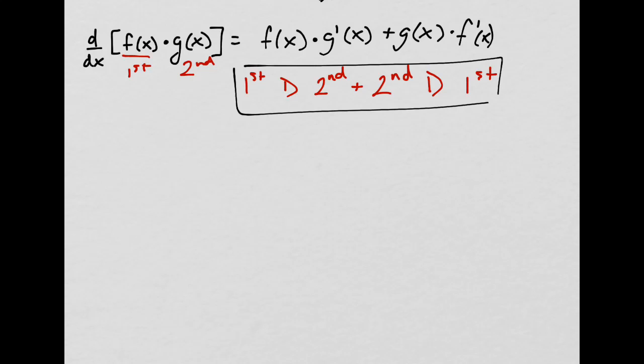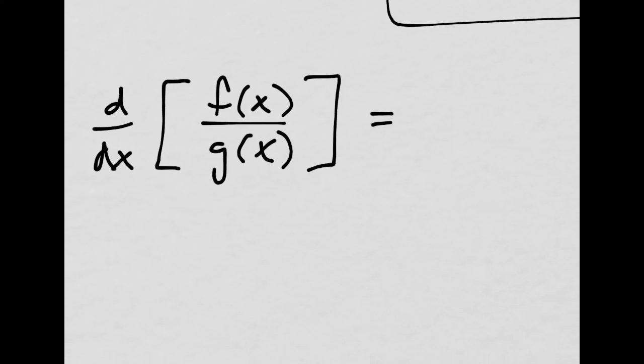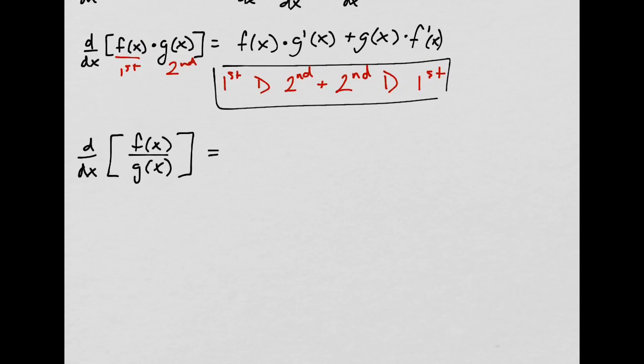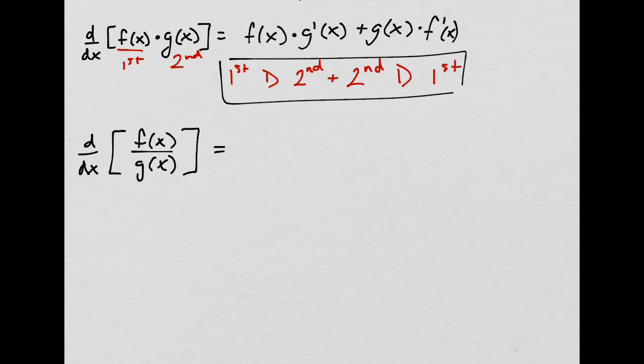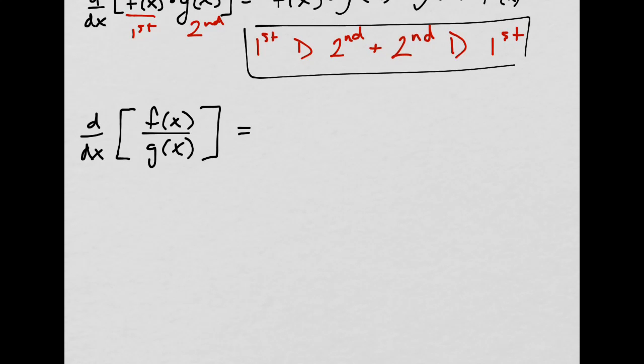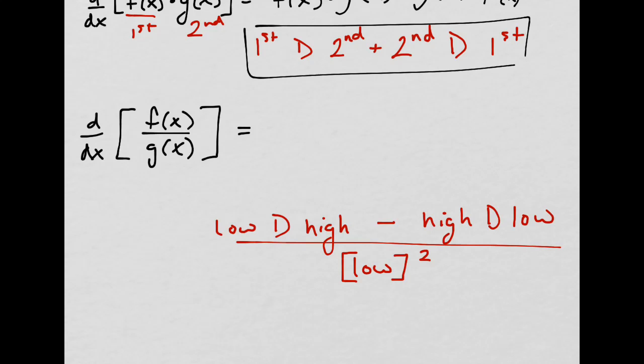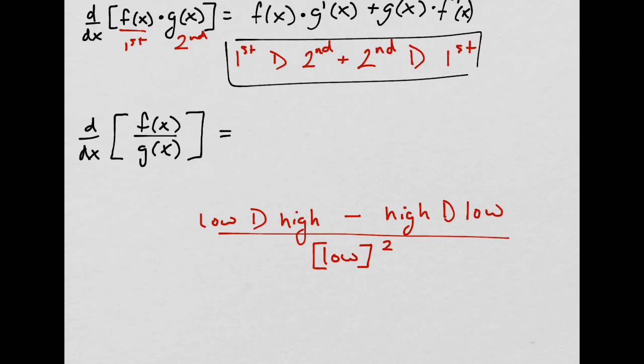The quotient rule. If you're taking the derivative of two functions divided by each other, then you would have low d high minus high d low. Square the bottom and away we go. That's how I remember the formula. Low d high minus high d low, all over low squared. That's what some people remember. So what does that look like? Low would be g of x. D high would be f prime.